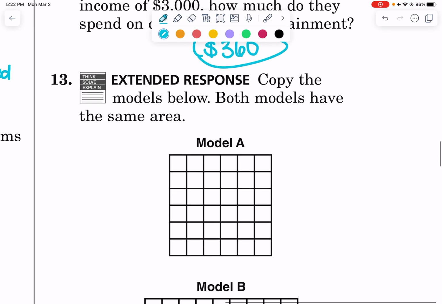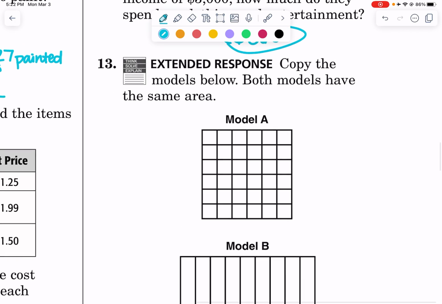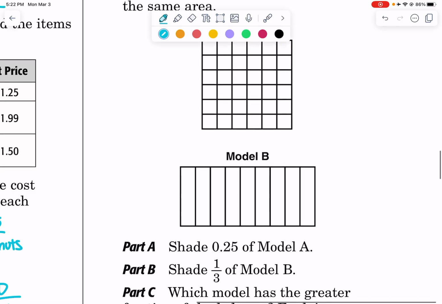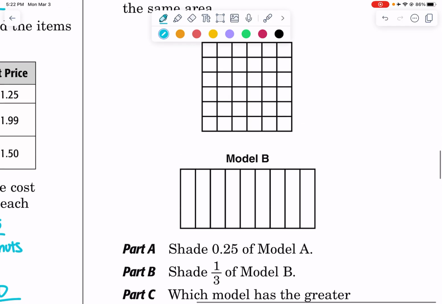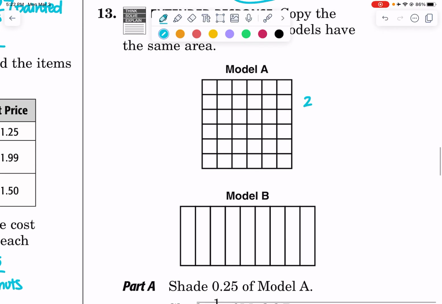Perfect. One more question. Copy these models below. Both models have the same area. So model A and model B. Shade 0.25 of model A. How could we say that decimal correctly? We could say 25 hundredths. So shade 25 hundredths of model A. Well, if there were 100 squares, I could easily just shade in 25, but I don't think there's 100 squares.